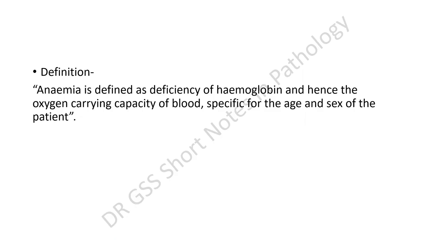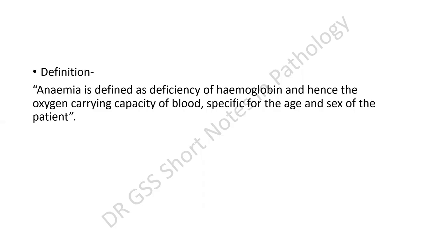How do you define anemia? Generally, the students say that it is a decrease in hemoglobin. They are partly correct, but then I would like this definition. Anemia is defined as a deficiency of hemoglobin and hence the oxygen carrying capacity of blood, specific for the age and sex of the patient.